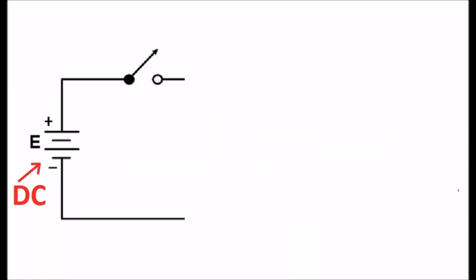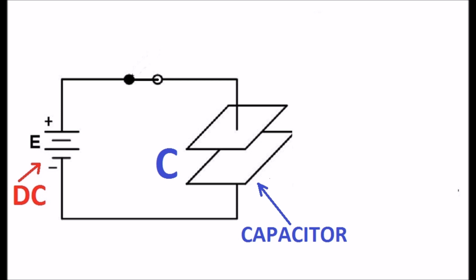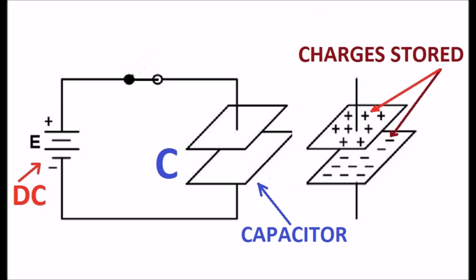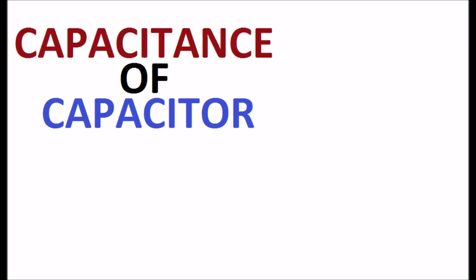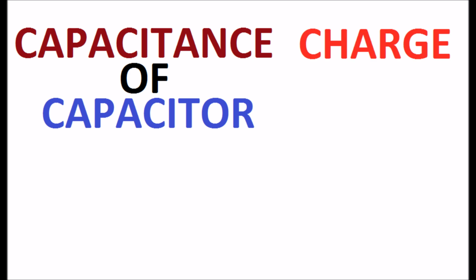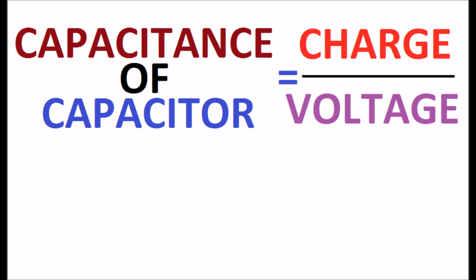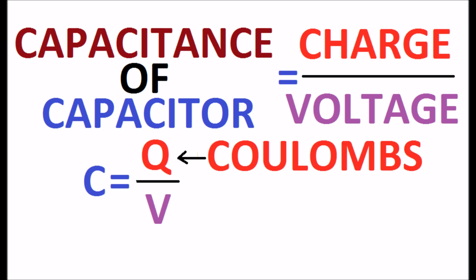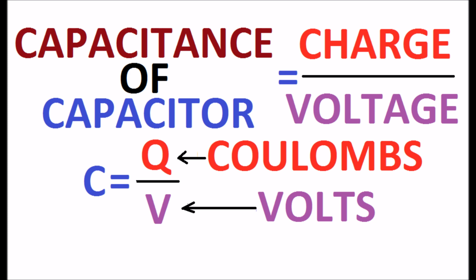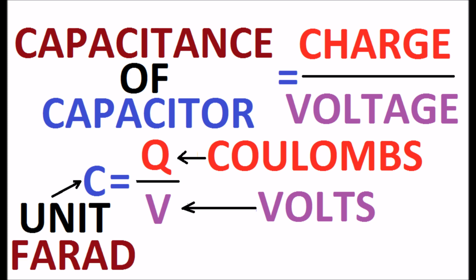When DC voltage is applied across a capacitor, charges are stored in the plates as shown in the display. The capacitance of a capacitor informs how much charge Q is stored per unit voltage. The capacitance is represented by C equal to Q by V, where Q is the charge in coulombs and V is the voltage in volts applied across it. The unit for C is farad.